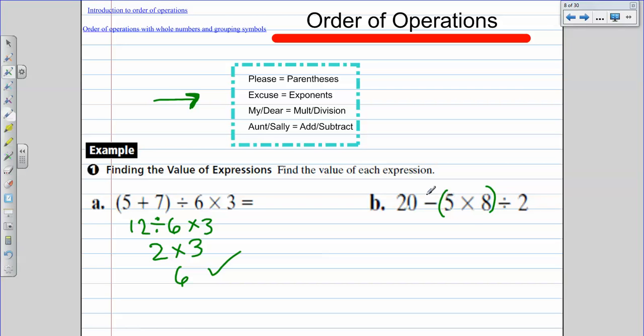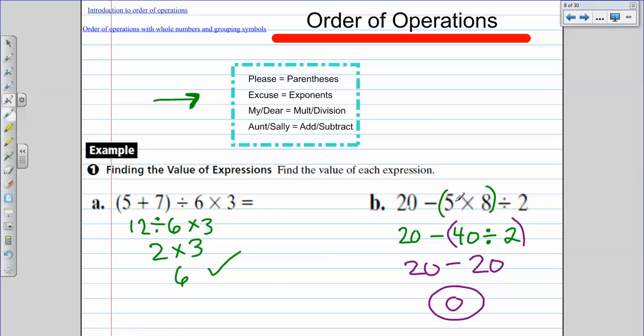So I know that I'm going to do 5 times 8. 5 times 8 is 40. Rewrite the rest of my problem. Now I have 20 minus 40 divided by 2. So now I'm starting back at the left again, and I'm looking for multiplication or division. Found it. We'll change colors. So I've got 40 divided by 2 is 20. Rewrite the rest of my expression, my final answer is going to be 0.